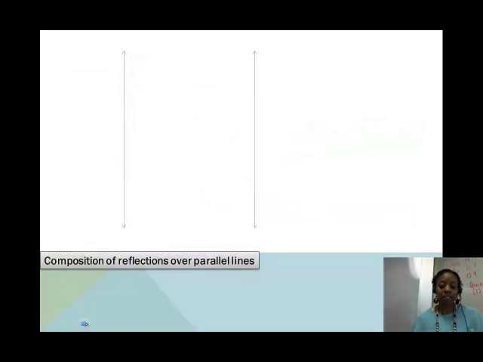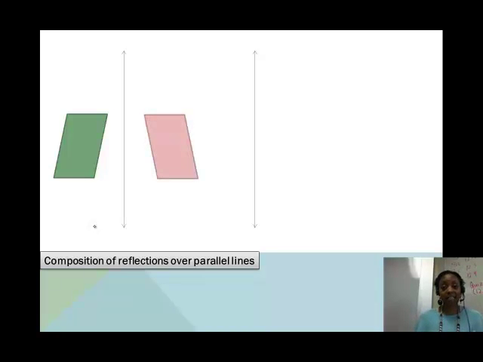Now, you can do a composition of reflections over parallel lines. So let's say we start with this parallelogram here. What we're going to do is two reflections over these two lines that are parallel. The first time we reflect it, we get that. This is the first and that's the second. This is the prime image and this is the original, the pre-image. Now we're going to take our second image and reflect that over another parallel line.